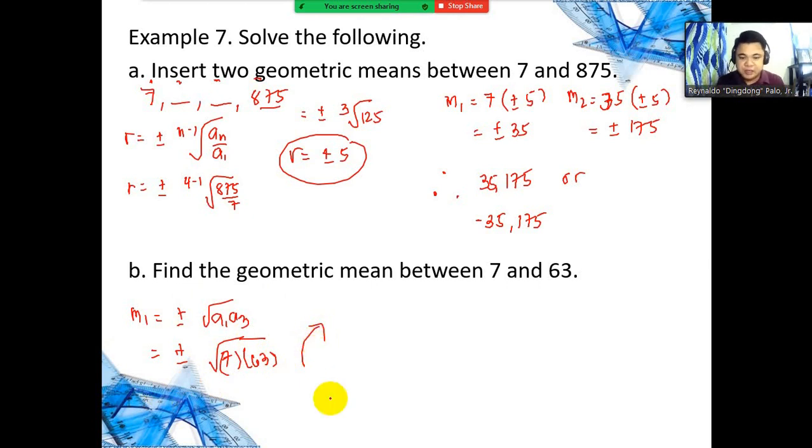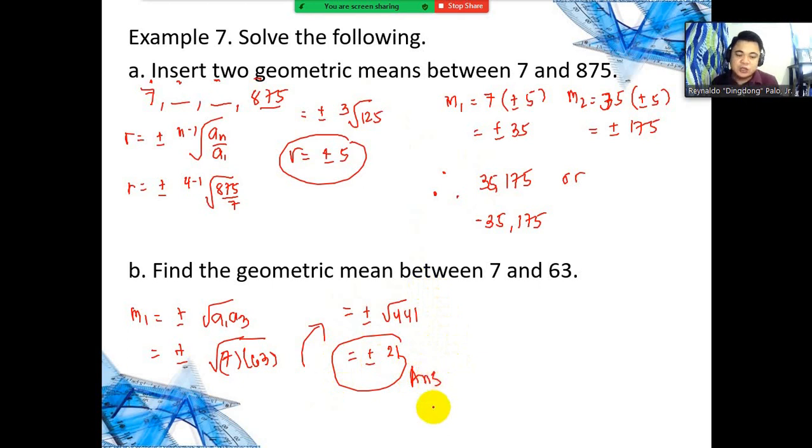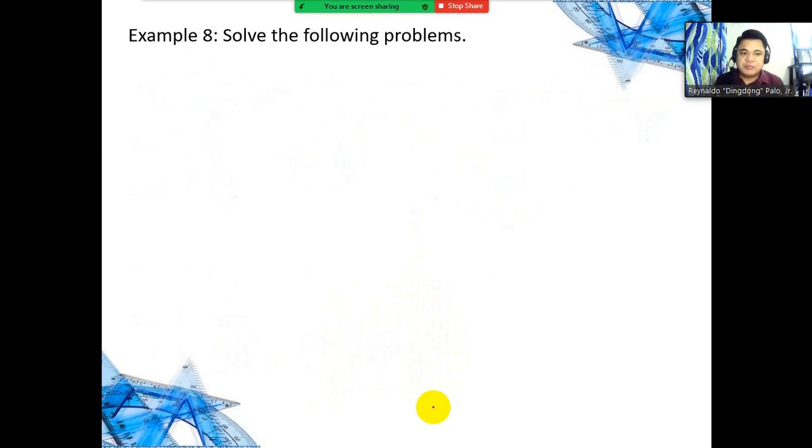Okay, so 7 times 63 is 441. Square root of 441 is 21. So therefore, your mean is 21. Okay, so this will serve as your final answer. It could be positive 21 and negative 21. That is your answer. Next, let's have problem solving.